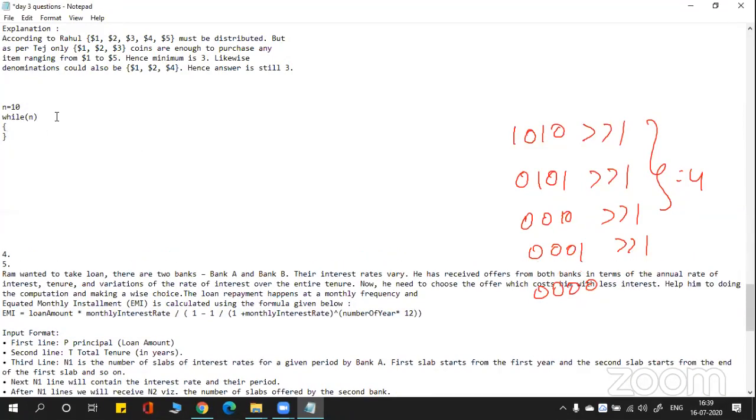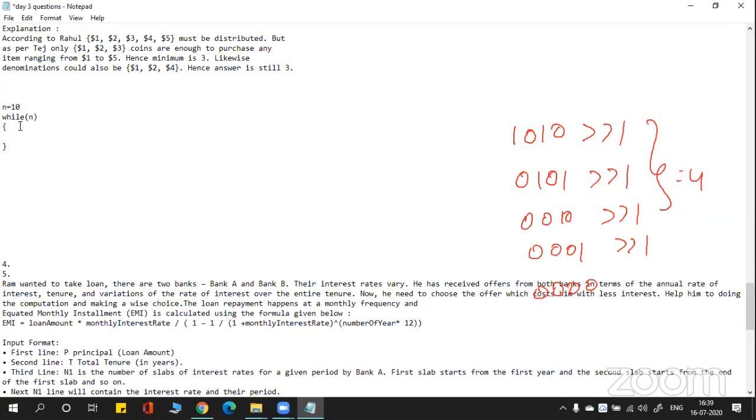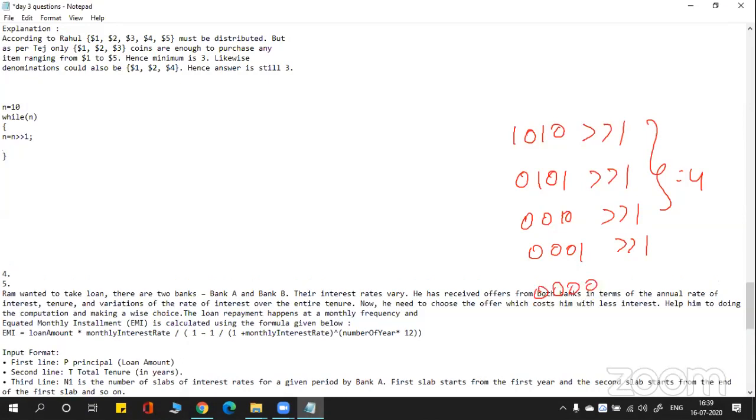Okay. So whenever the value becomes 0, I'm stopping. That's why I'm writing while of n. Every time I should increment it, right? So I'm doing n is equal to n right shift of 1. And every time you increment the count value, just 2 lines.